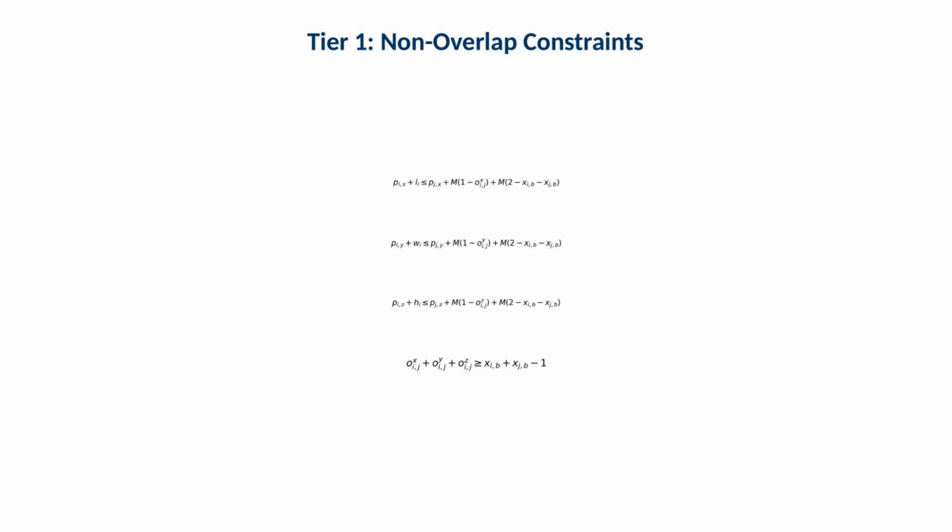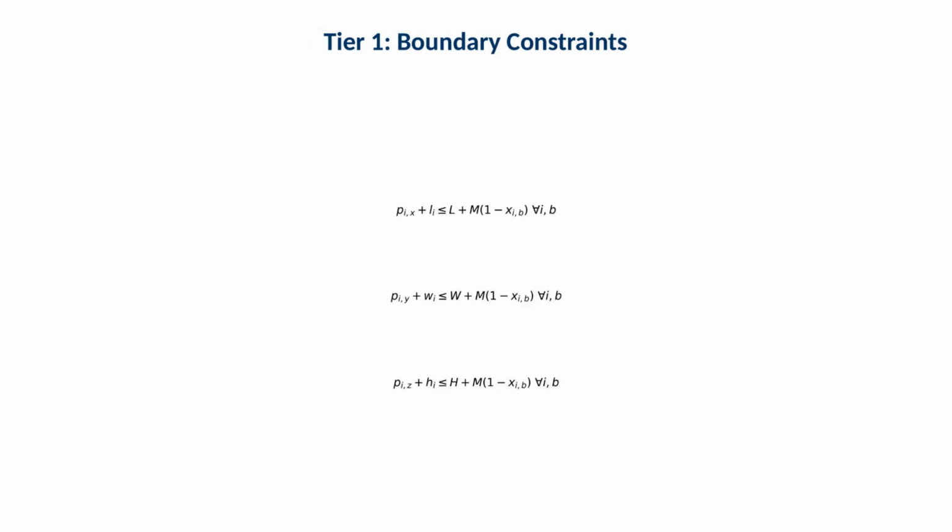Operationally, this is the core geometric feasibility rule. The big M terms ensure these constraints only matter when both items are assigned to the same bin. Boundary constraints ensure that every item stays inside the bin. Along each axis, the item position plus its size must not exceed the bin size. This prevents placements that stick out of the container. In practice, boundary constraints are essential for safety, handling feasibility, and ensuring the final packed solution can actually be executed.